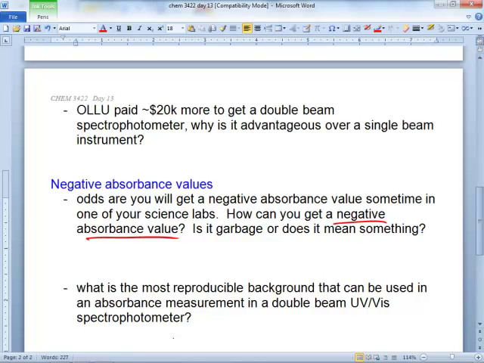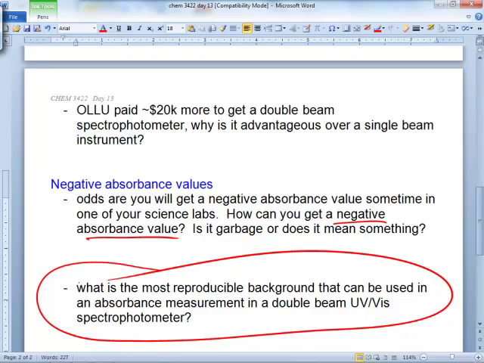So why not just, what is the most reproducible background that can be used in an absorbance measurement? Nothing. Why have a cuvette sitting over there? There's no point. Why have a cuvette filled with water? Just chance for error is all it is. Right? Just have nothing. That's the most reproducible.